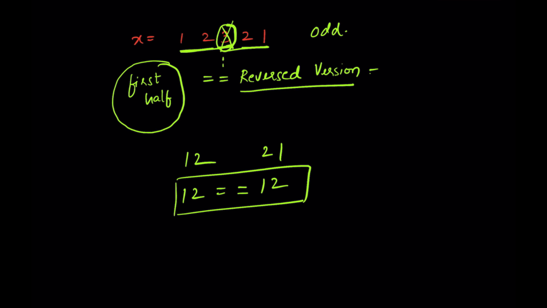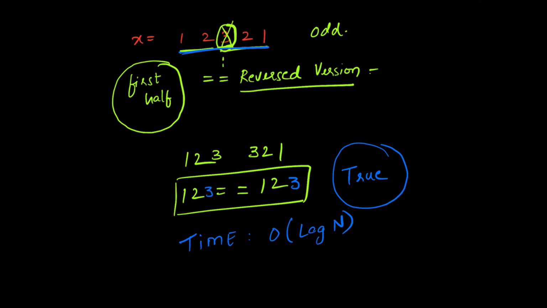And if we include it on both sides, the first half will be 123 and the second half will be 321. Reversing that will give me 123 on the right-hand side, which is equal to the first half, hence the number is still a palindrome. I hope you are able to understand how we broke this problem down into smaller pieces and compared the first half with the second half to check if the number is a palindrome without having to convert the integer into string format.